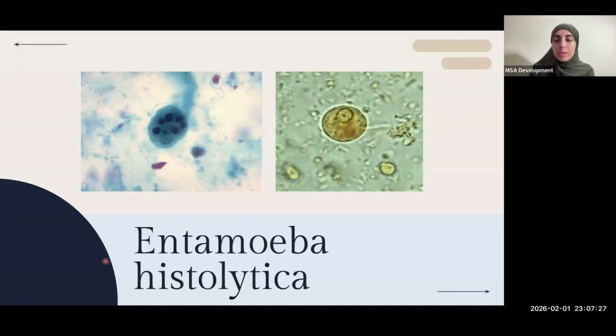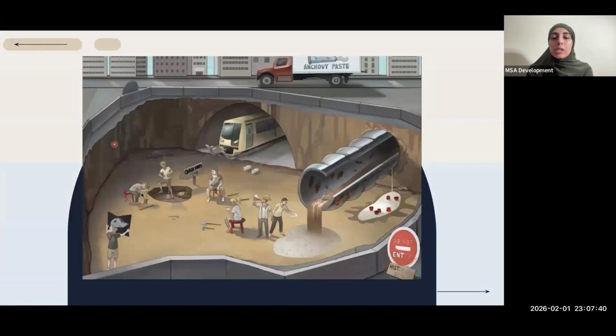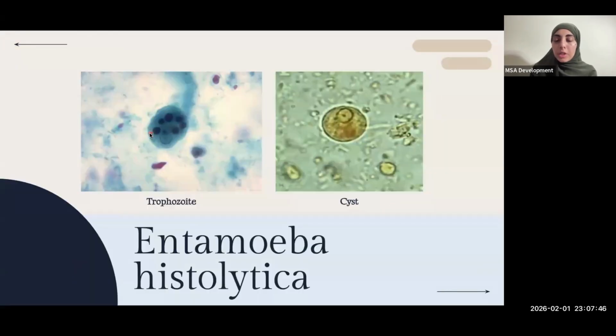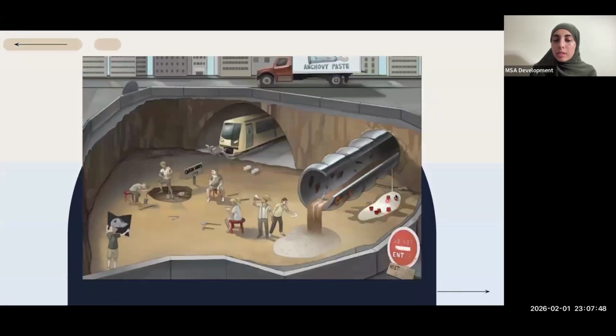This is Entamoeba histolytica. This is a trophozoite and this is the cyst. If you see this circle with multiple dots inside, this is a trophozoite. And these dots are RBCs. Now, this is the sketchy for Entamoeba. Look at this. This looks like this picture. So this is a trophozoite with the RBCs inside.